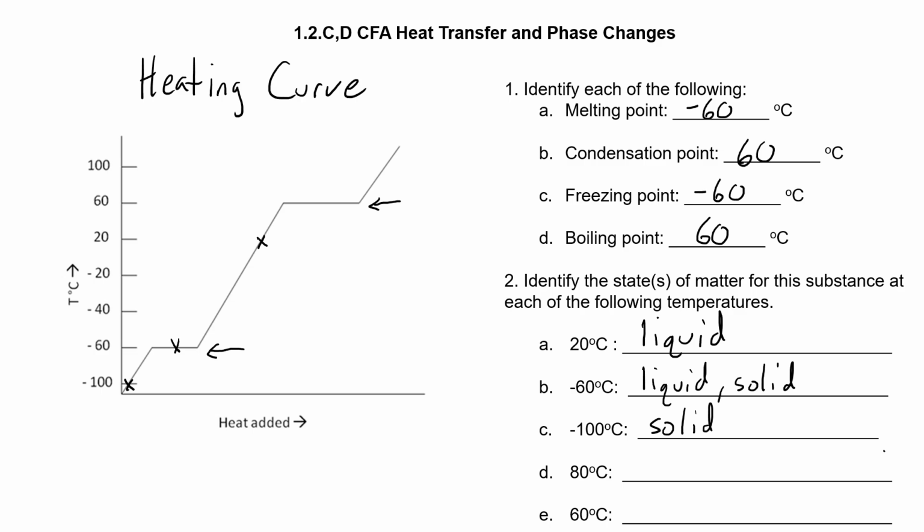All right, let's go up to 80 degrees Celsius. That's halfway between 100 and 60, so that's right here on the line. It would appear we just have a gas present. And finally, at 60 degrees Celsius, which is here on this line, we should have both liquid and gas present in equilibrium with each other. All right, let's move on to our next slide.